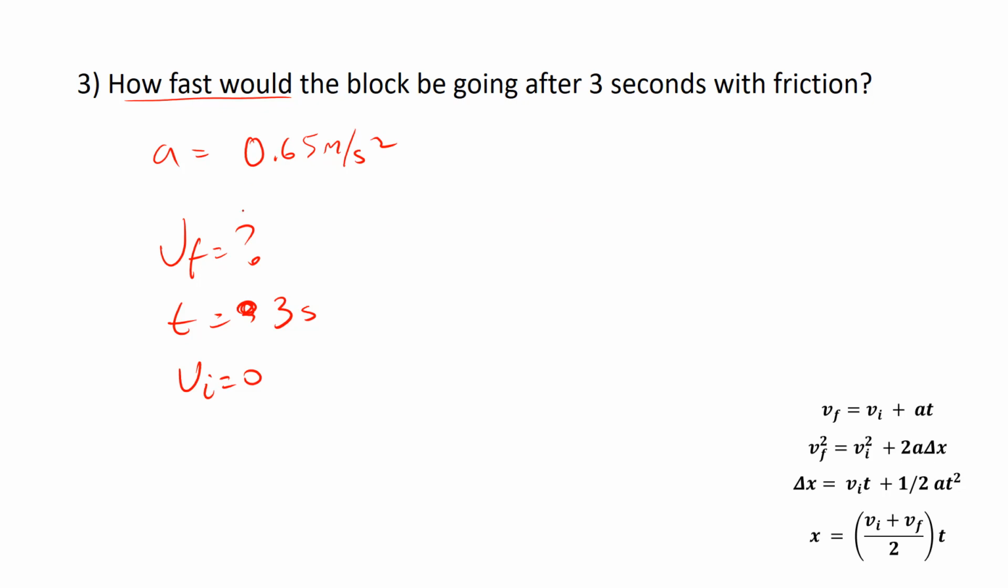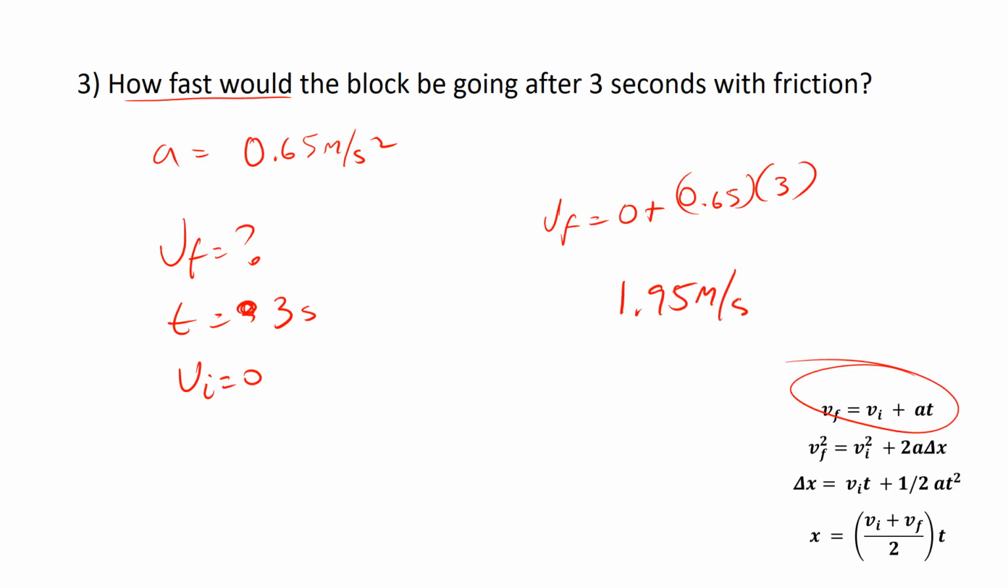And we look for our equation with a, Vf, t, and Vi. A, Vf, t, and Vi right there. We're going to use that equation a lot. So Vf equals Vi, which is 0, plus a, which is 0.65, times t, which is 3. And so we plug that in, 0.65 times 3, and we get 1.95 meters per second.